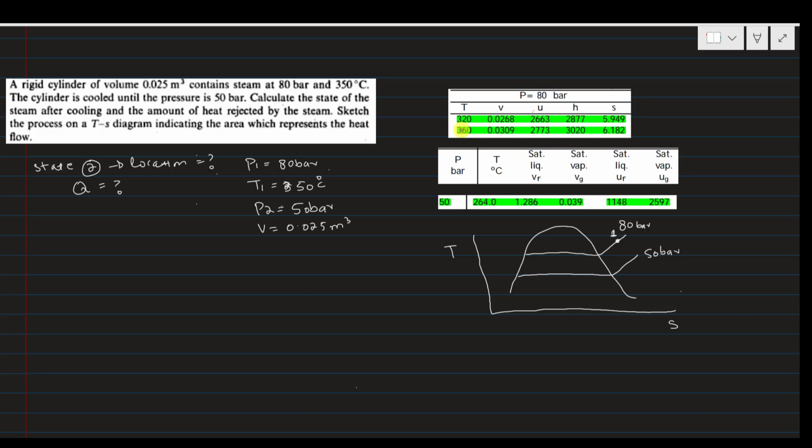You can see that the temperature 350 centigrade is not available in the steam table. If any value is not given in the steam tables, you have to take the upper value and the lower value, and on the basis of those you will find the corresponding value that you need. For that you need the interpolation formula. So we need to find the specific volume at state point 1.